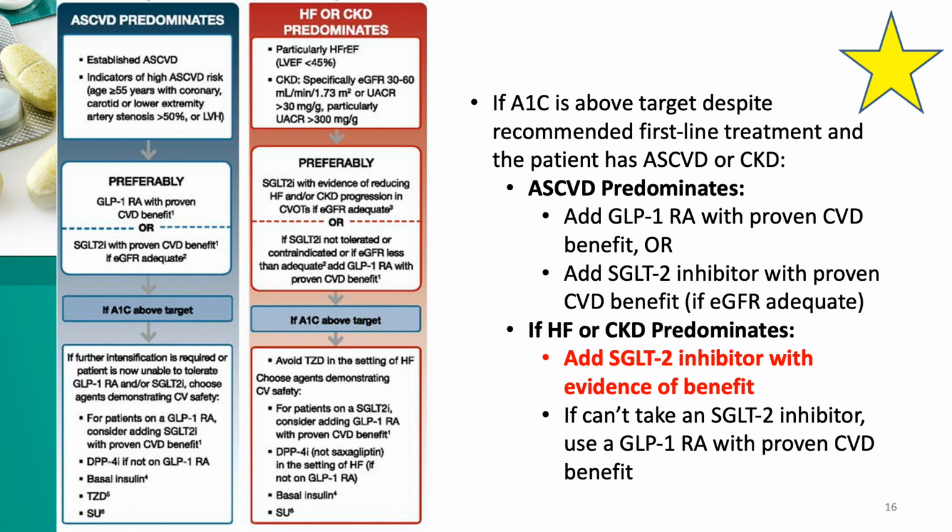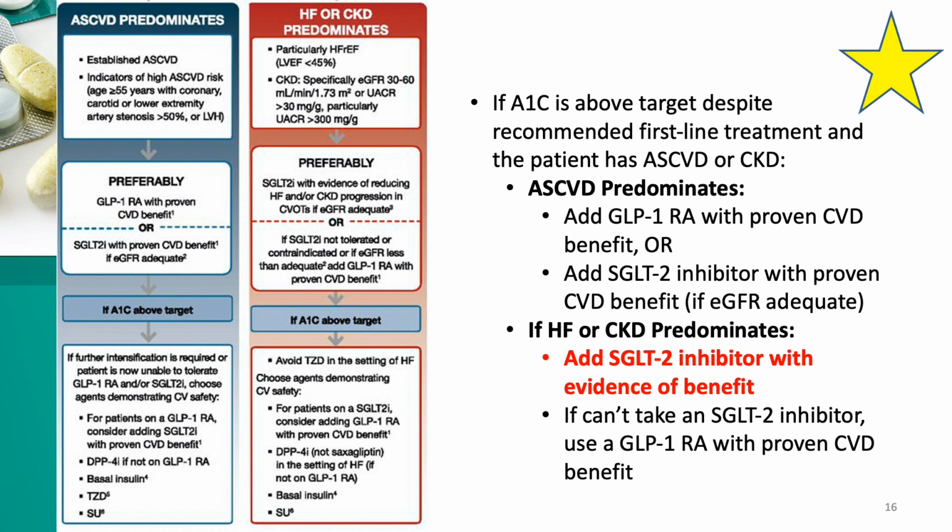If the hemoglobin A1C is above target despite recommended first-line treatment and the patient has atherosclerotic cardiovascular disease or chronic kidney disease, these are the choices. If ASCVD predominates, add a GLP-1 agonist with proven cardiovascular benefit, such as liraglutide. It does list this recommendation strangely as liraglutide greater than semaglutide greater than exenatide ER. Liraglutide has FDA approval for cardiovascular benefit as an indication. Semaglutide and dulaglutide also have proven benefits but are not FDA approved as of yet.